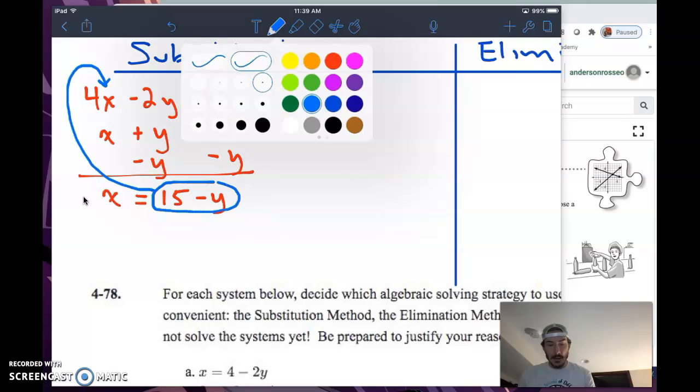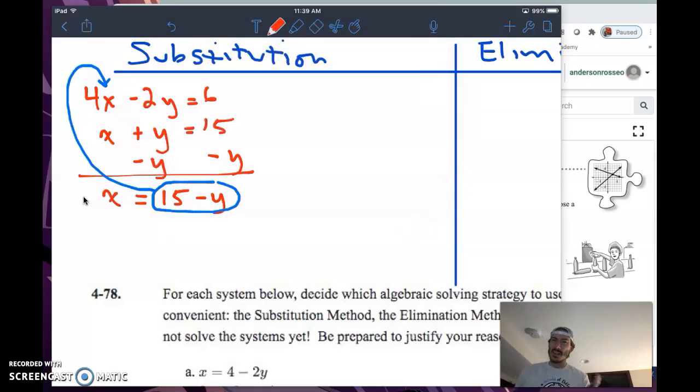I apologize. I think I said a moment ago I was solving for y. I was solving for x. Sorry about that. I was subtracting y, solving for x. But now I can rewrite that, and I can say 4 times x minus 2y equals 6. And here is where I can sub in what I know x is. I know x is 15 minus y.